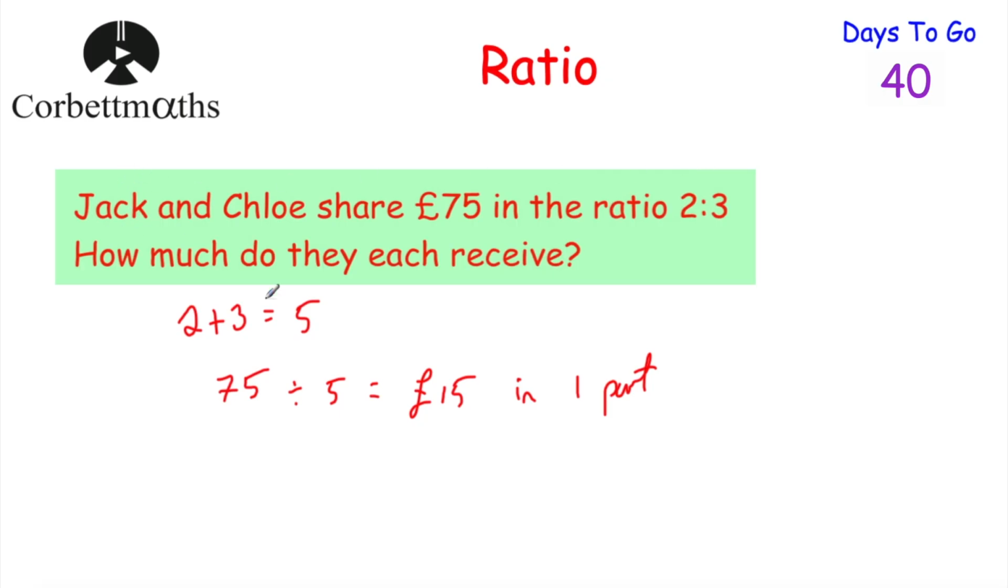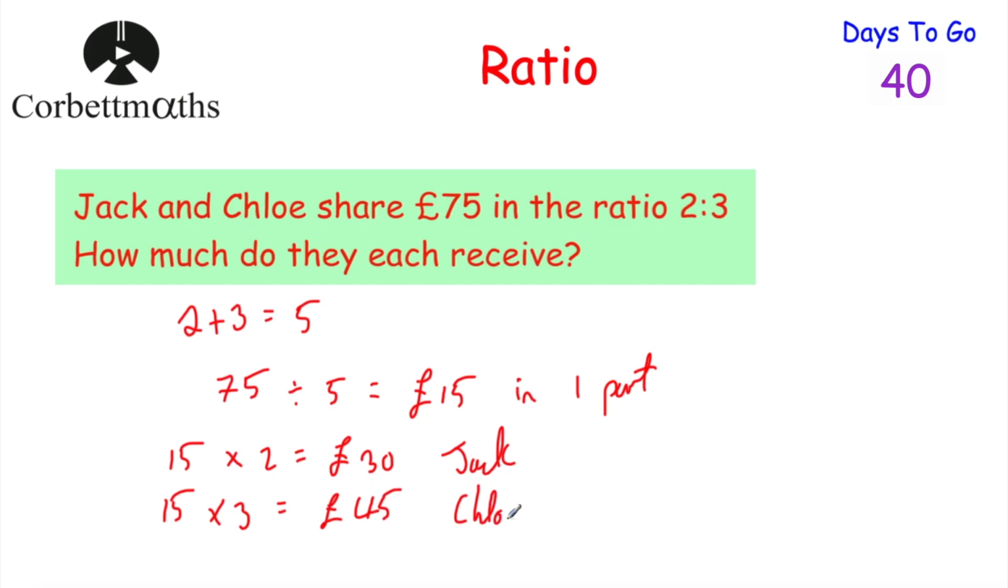So to find out how much money Jack gets, we're going to take our £15 and multiply by his number in the ratio. So 15 multiplied by 2 is equal to £30. So that means that Jack gets £30. And then Chloe gets 3 parts. And remember, there's £15 in one part, so we just need to take our £15 and multiply by 3, her number in the ratio. £15 multiplied by 3 is equal to £45. So that means that Chloe gets £45. And we can check we're right here. £30 plus £45 is equal to £75. That's what we started with.